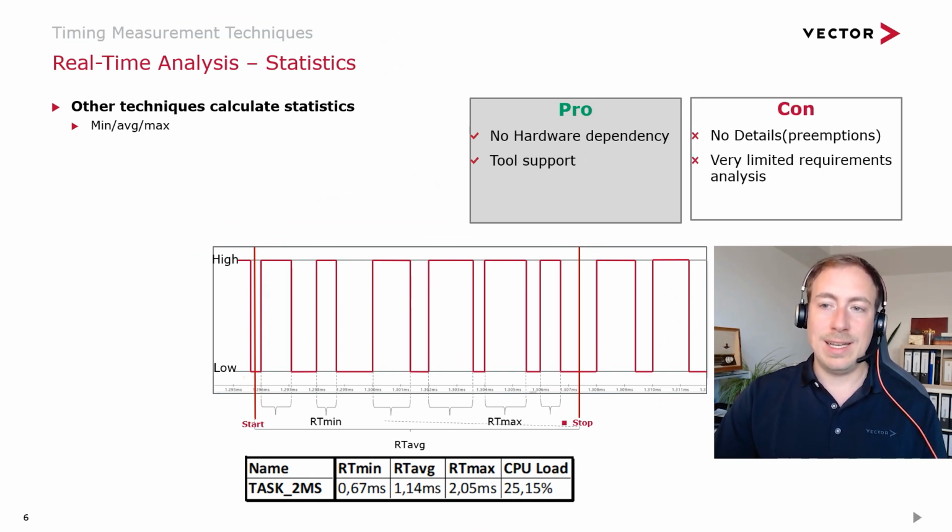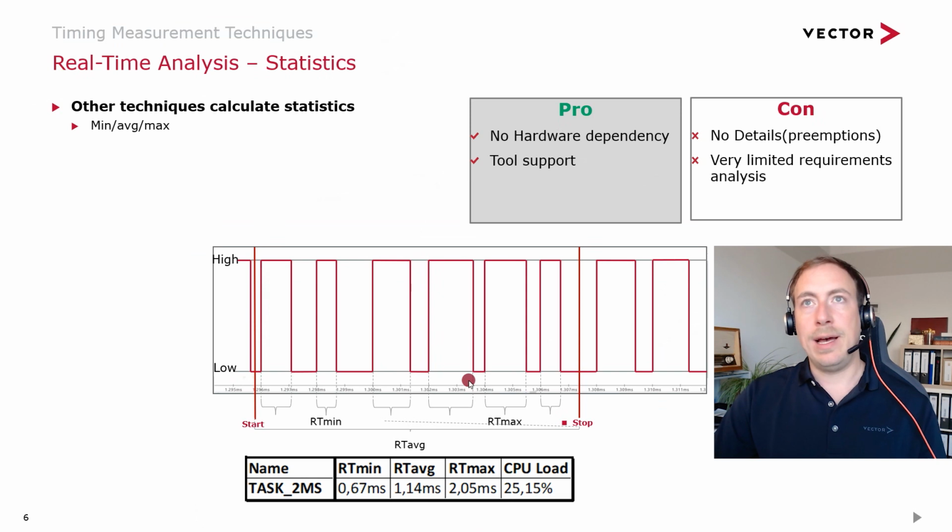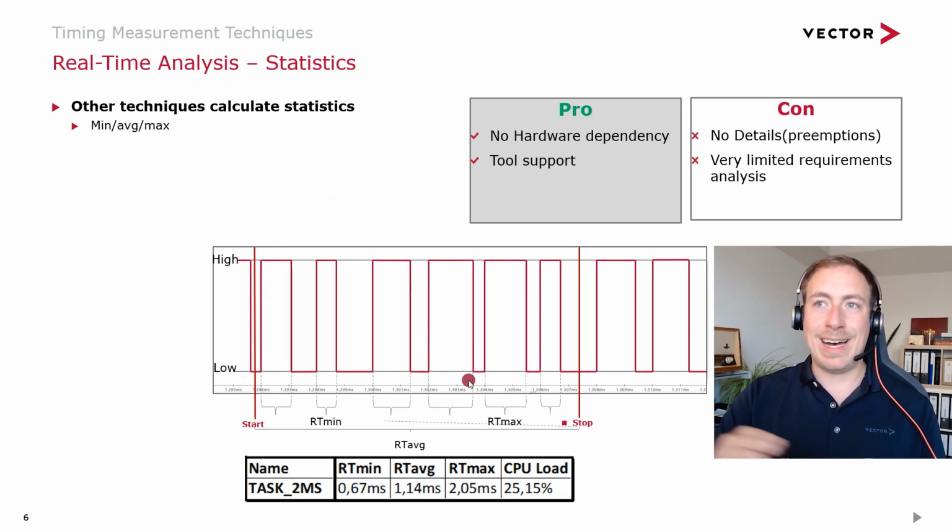The cons are like I said on the DIO tracing: you don't get details. If you see a maximum value, you don't know why it's a maximum value. And it's very limited if you really want to do requirement testing. You see, maybe, okay, I was above the border of a maximum value in the requirement, but you don't know in detail which requirement you're observing.